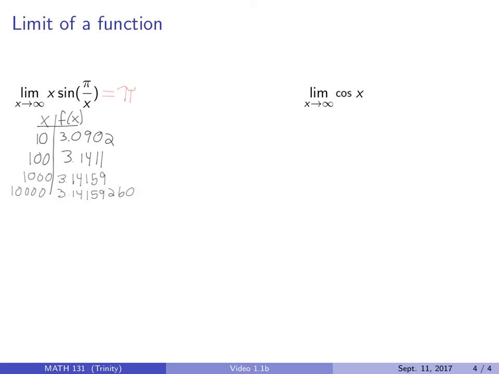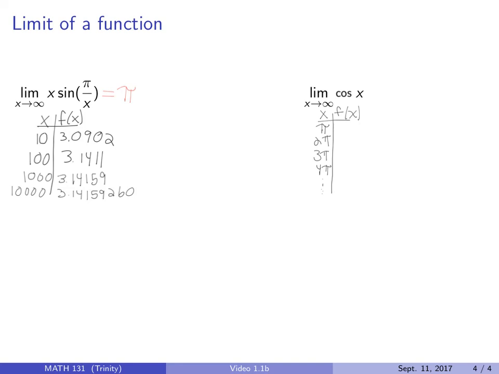So let's look at one more infinite limit here, the limit as x approaches infinity of cosine of x. So this time the values that I'm going to pick for x are just going to be integer multiples of pi. So I'm going to take pi, and then 2 pi, 3 pi, 4 pi, so on and so forth. So my x values are getting bigger and bigger and approaching infinity. So now I want to see what happens with the f of x values.